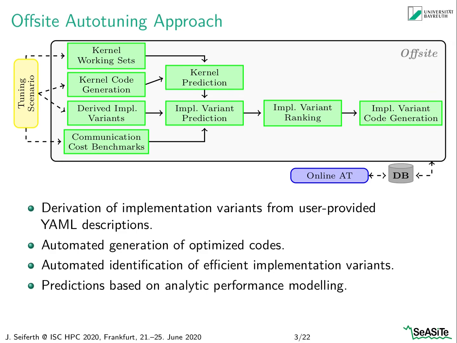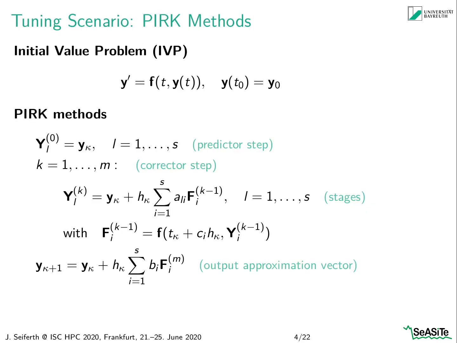the most efficient variants. For the best ranked variants, Offsite then generates optimized platform and problem-specific code that can be executed by the user. After a successful run, Offsite stores all obtained prediction and ranking data in a database. This allows to share information with online autotuning tools, but also enables to reuse already obtained data in future Offsite runs.